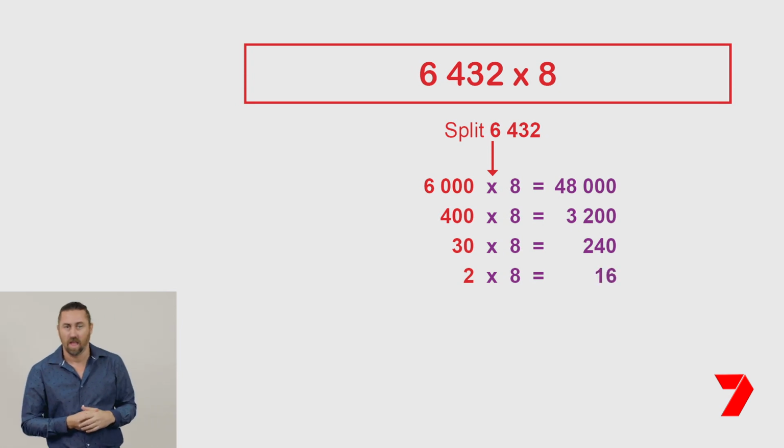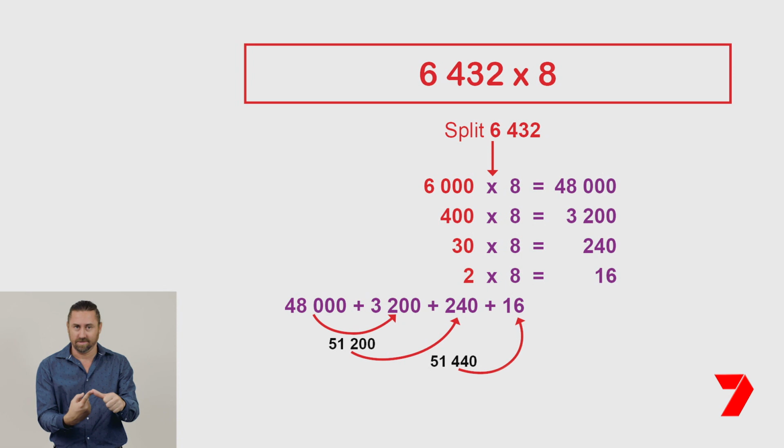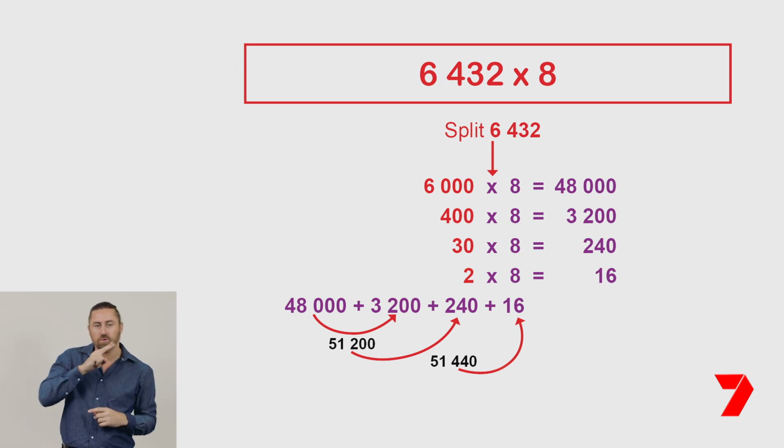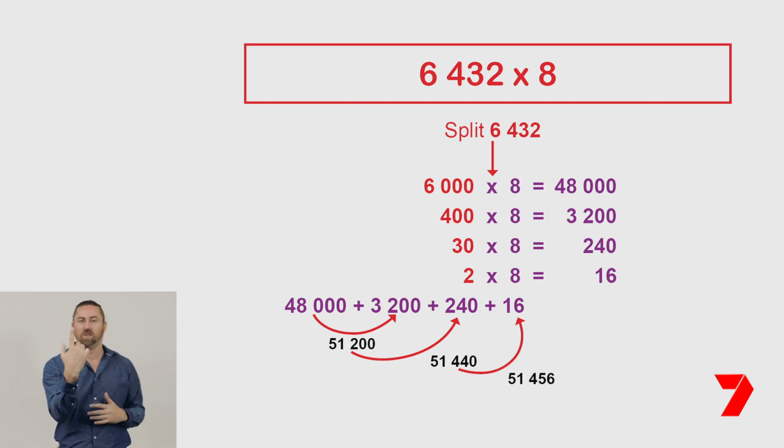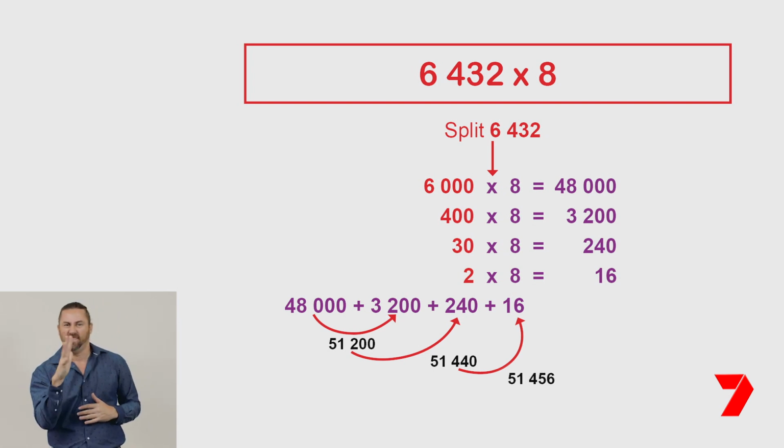Finally, we need to add them together. Add 48,000 to 3,200 to 240 to 16. We reach our final answer of 51,456. The final strategy we're going to explore today is the compensate strategy.